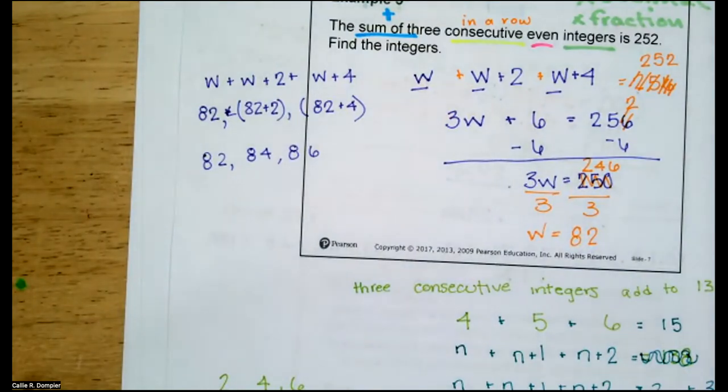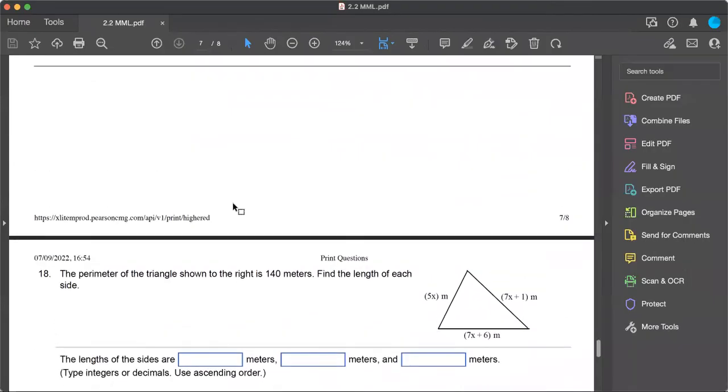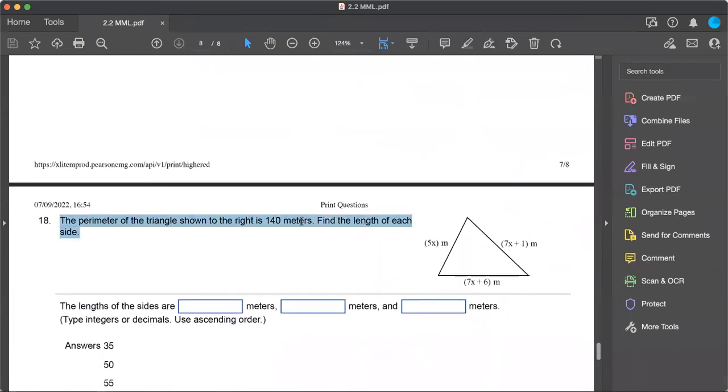Good. All right, I know we only have 6 minutes of class left, but I want you to also be able to do all of the percentage problems in my math lab, okay? So going back to share screen, let's look at 18, okay? 18 says the perimeter of a triangle is 140. So if your perimeter is 140, that means you're adding these three together to equal 140, okay? So you're gonna say 5x plus 7x plus 1 plus 7x plus 6 equals 140, and you're gonna solve it, okay?